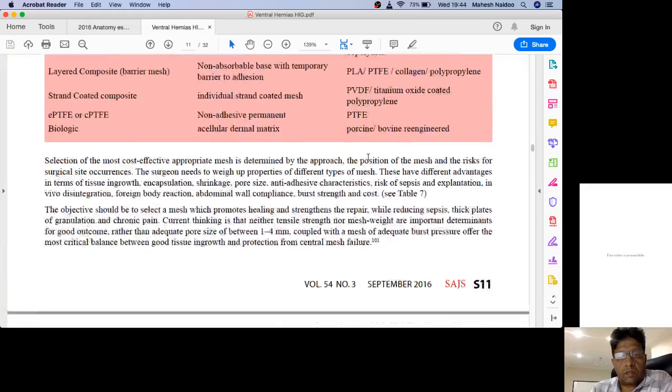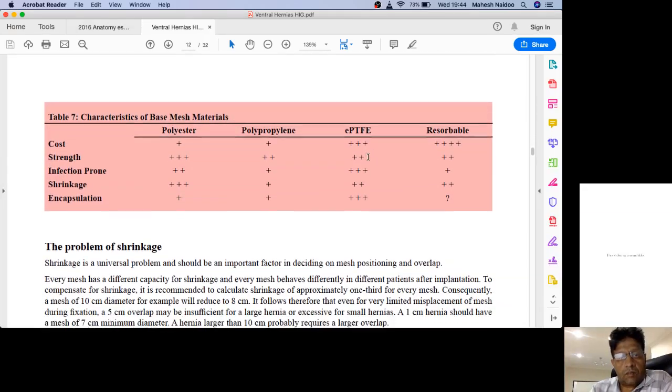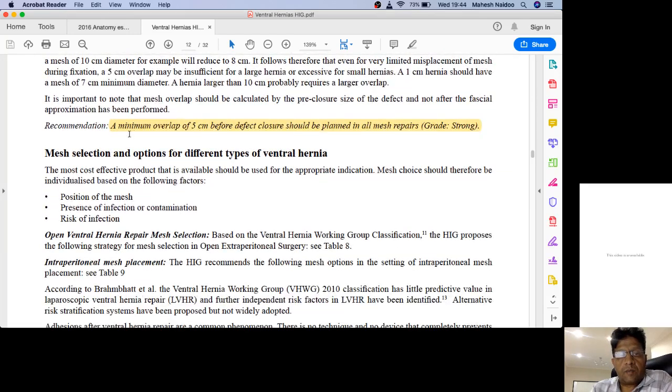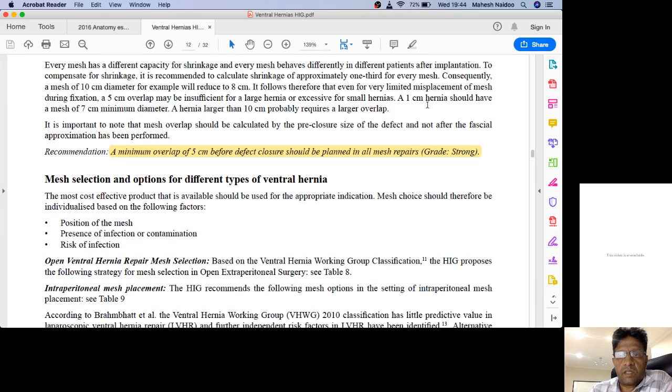There's a long discussion about mesh, also the different types of mesh. Importantly, overlap of mesh is very important. The reason for this is that a lot of the artificial meshes tend to shrink, and if it shrinks too much, there's possibility of recurrent hernia around the edges of the mesh. So there must be at least a 5 centimeter overlap, and this means that a 1 centimeter hernia should have a mesh of 7 centimeter minimal diameter. This is very important to understand.